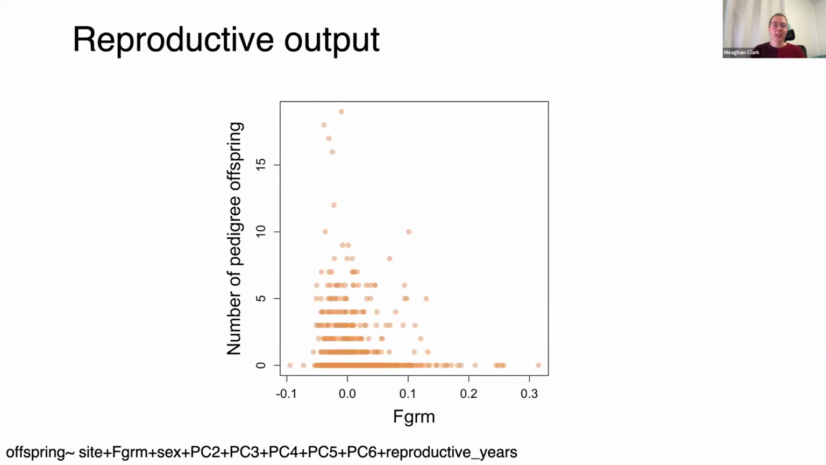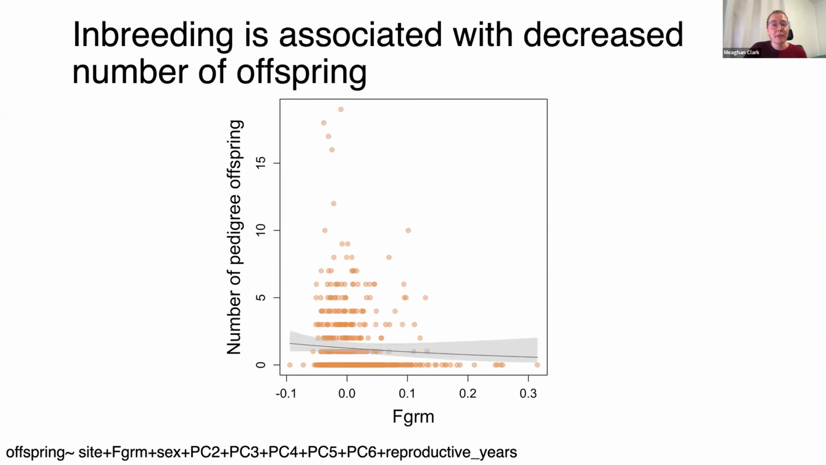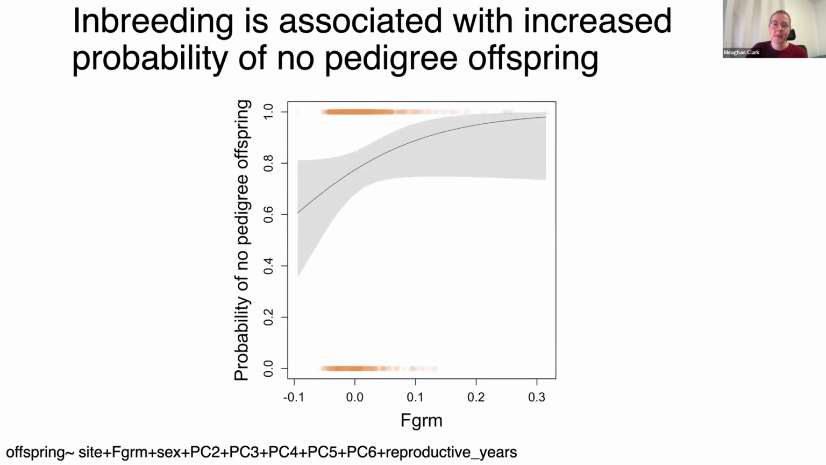Then I used zero-inflated negative binomial models and AIC model comparison to select the model with the best fit to the data. This model did include an effect of inbreeding, or FGRM, on the number of pedigree offspring an individual was assigned. However, the effect size of this relationship is rather small, and the confidence intervals overlapped with 0, so it's hard to say if this is biologically relevant.